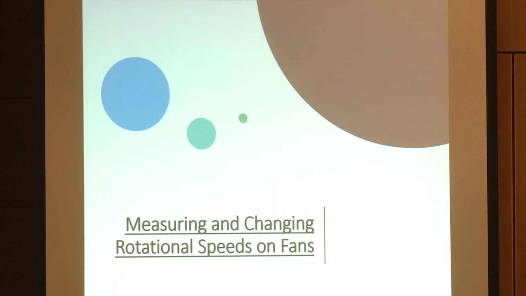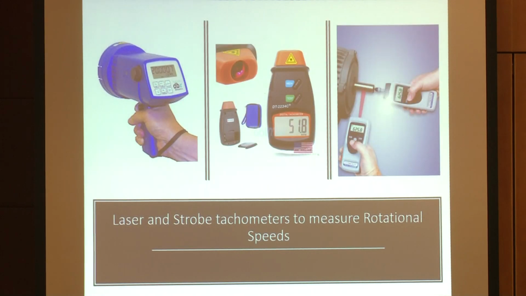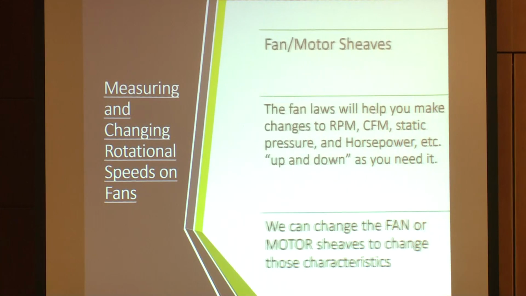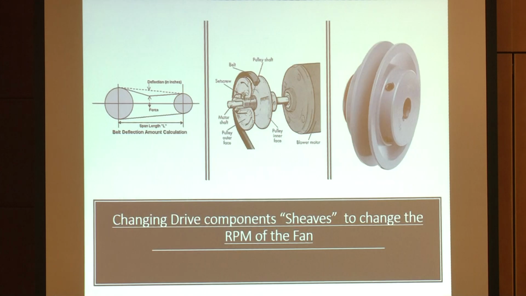So the other thing we do a lot is measure the rotational speeds of any kind of shaft or motor or anything like that. So we have specialized instrumentation that we have to buy in order to do that, or we can use fan motor sheaves. So I'll show you how to do that in both ways. So here we go. We have a motor sheave right there. This is the sheave. This is how you adjust it.